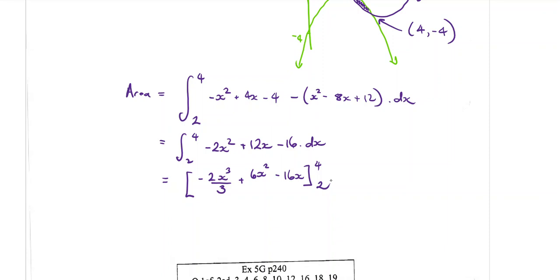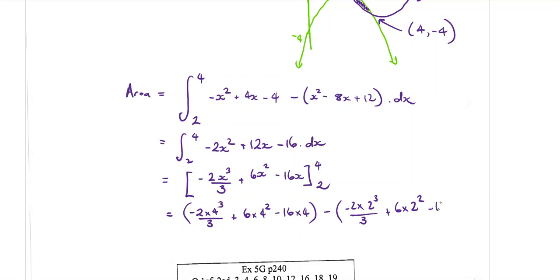And then sub in. So minus 2 times 4 cubed over 3 plus 6 times 4 squared minus 16 times 4. That's the first one. Then minus 2 times 2 cubed over 3 plus 6 times 2 squared minus 16 times 2. And Grace has got the answer. Tyler has the answer this time.